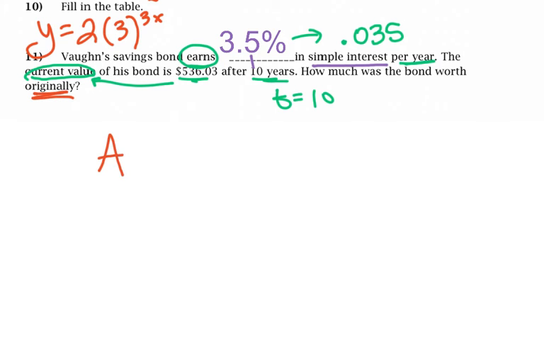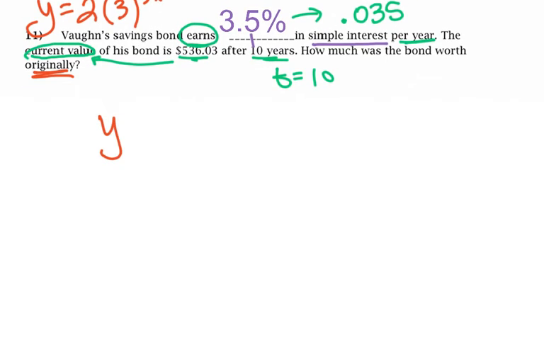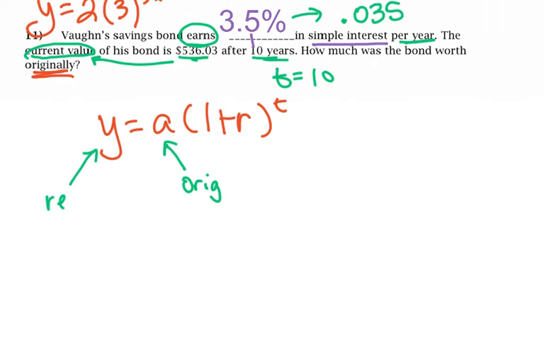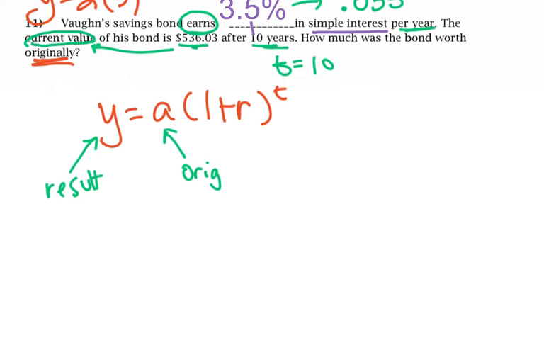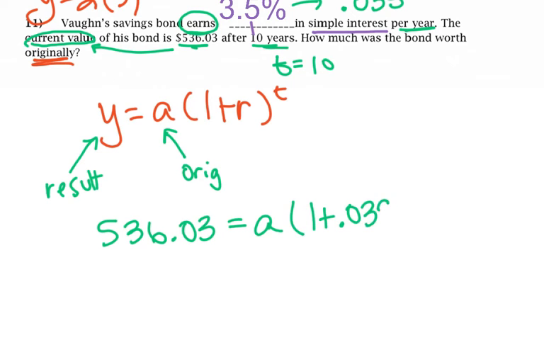So in my equation, we've got y equals a times 1 plus r to the t power. Remember what everything stands for. This is my original value, and this is my result. And so for this problem, I know what the result is. The result is going to be $536.03. What I don't know is how much I started with, so I'm going to leave a variable right there, times 1 plus my rate, and then to the 10th power because 10 years have happened.